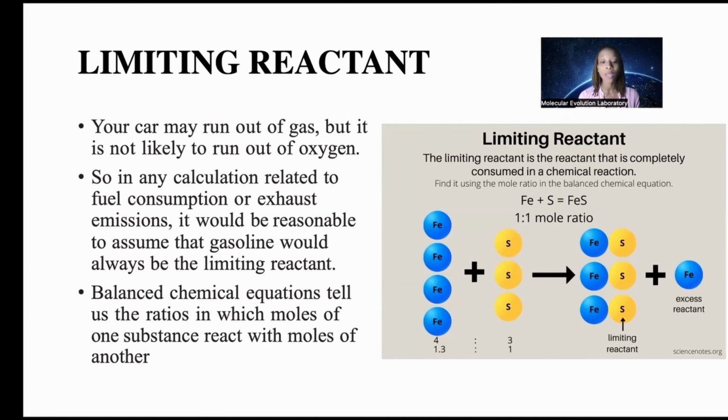So a balanced chemical equation tells us the ratio in moles of one substance that reacts with moles of another. So this is basically just looking at a limiting reactant. The limiting reactant is the reactant that is completely consumed, as we know before, and you can find it using the mole ratio in a balanced equation as well. For example, iron plus sulfur gives you iron sulfide. Here we can see the limiting reactant is sulfur and the excess reactant is iron, because we have more iron than needs to react with the sulfur.